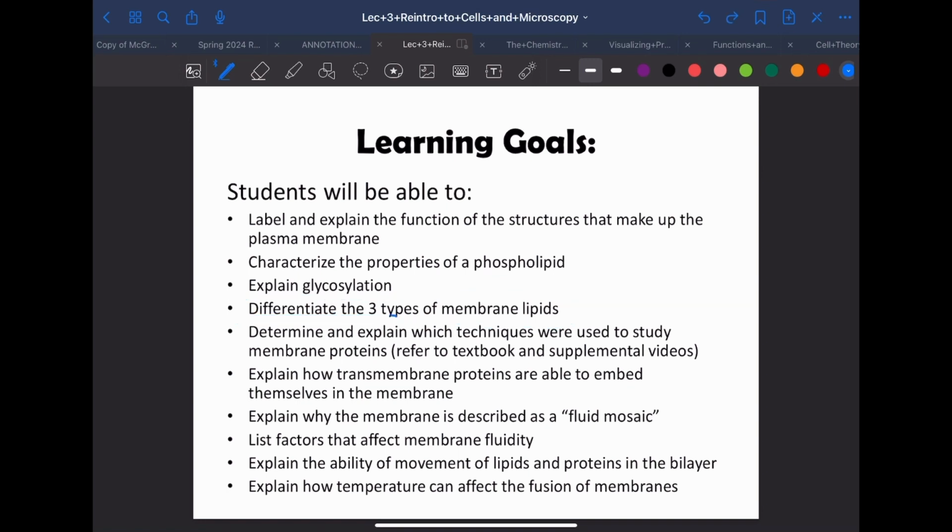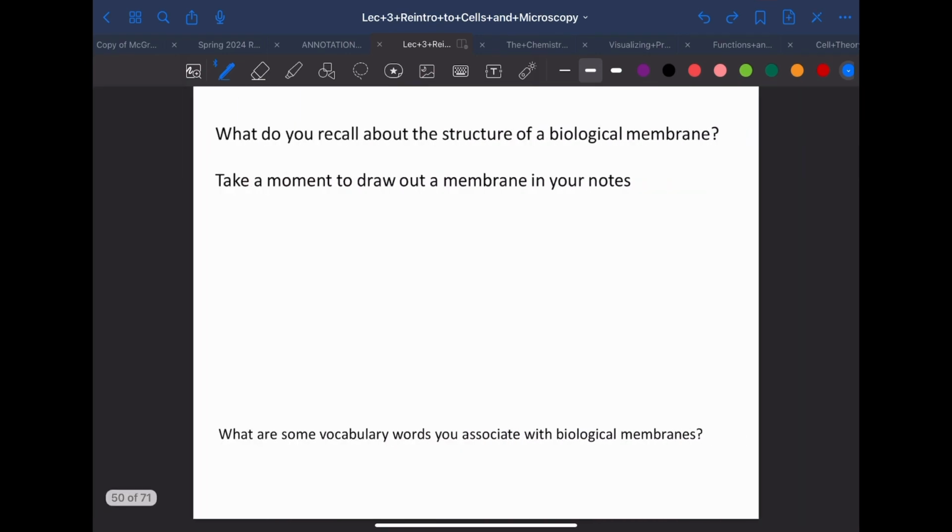And then I did want to point out this one, the techniques that were used to study membrane proteins. We're not going to have time to talk about it in class, but it is in the textbook, and I will add some supplemental videos for you guys to watch in regards to that, so it'll still be fair game. So, as always, we're going to start with a little bit of brain digging.